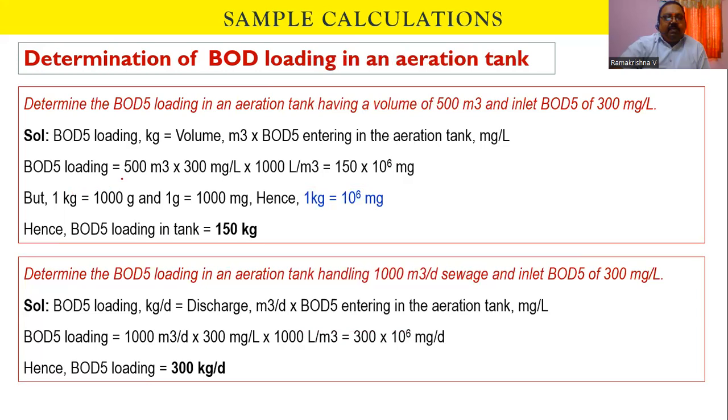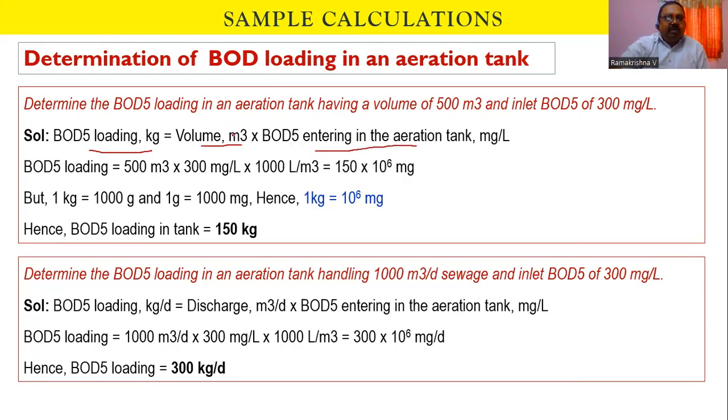Determine the BOD loading in an aeration tank. This is the next case we will consider now. Determine the BOD loading in an aeration tank having a volume of 500 meter cube and an inlet BOD of 300 milligrams per liter. So how much BOD loading is there in the tank having this volume and BOD? The BOD loading is found as volume multiplied by the BOD5 entering the aeration tank.